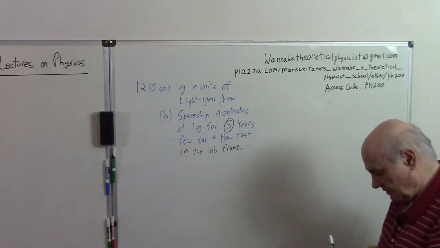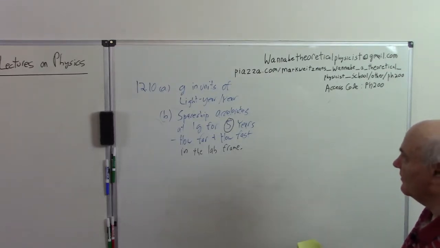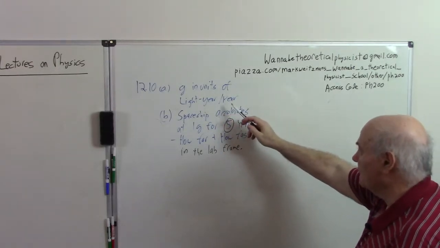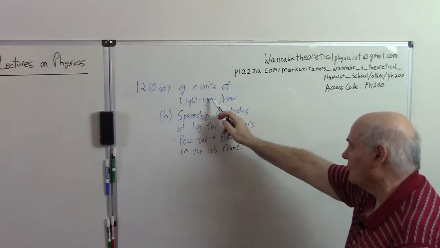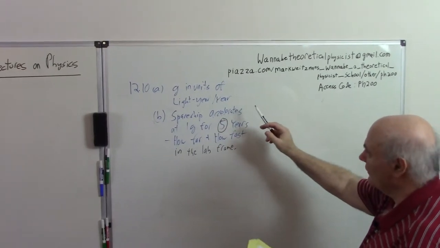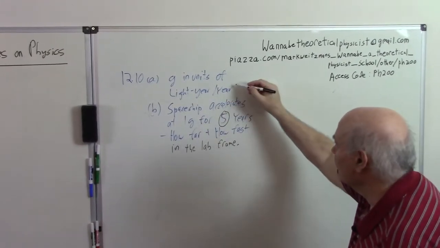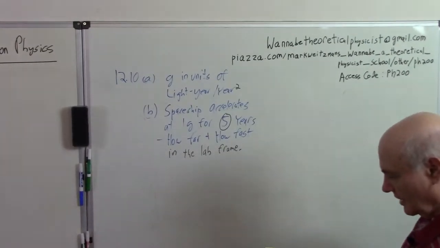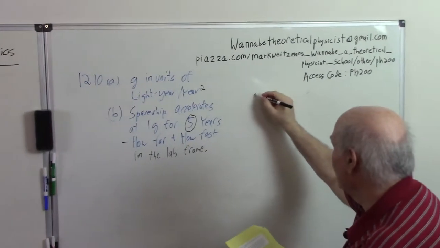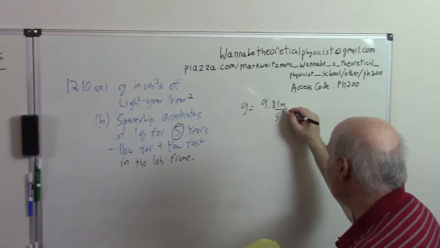Okay, so let me first do the easy part. The idea here is you should remember that G happens to be in units of light year per year. Remember, light year is a unit of distance, and this is a unit of time, so that is a velocity. I'm sorry, this is G in units which use distance and time, but it's going to be light year per year squared. So let's evaluate G. G is equal to 9.81 meters per second squared.